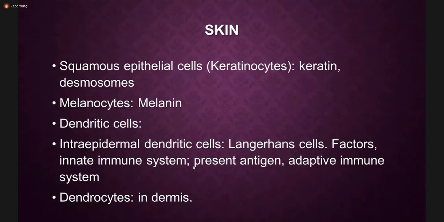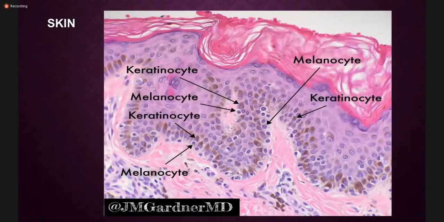These lymphocytes then mature and take part in the adaptive immune system. Similar dendritic cells are also present in the dermis, where they are called the dendrocytes. So these are basically dendritic cells, which are part of the mononuclear phagocyte system.